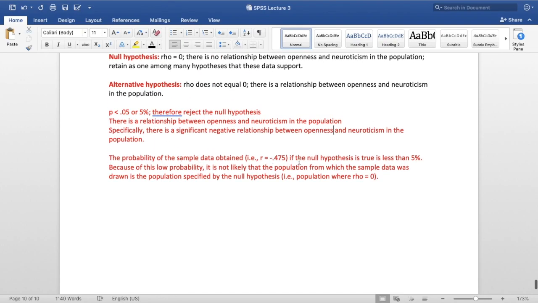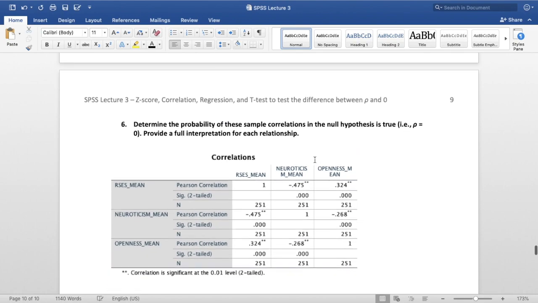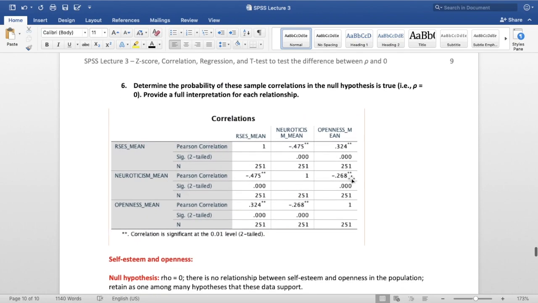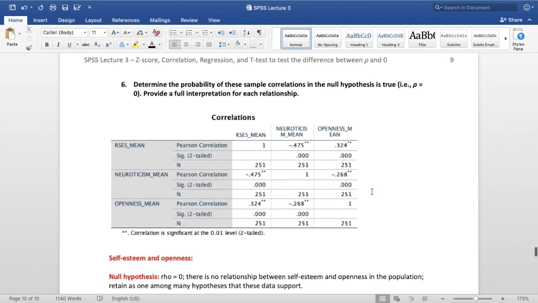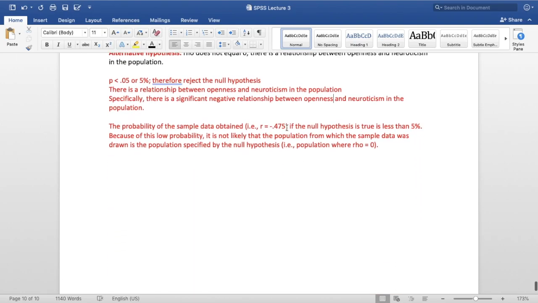The probability of the sample data, well, what's the sample data? Neuroticism and openness, negative 0.268. Okay, if the null hypothesis is true, is less than 5%, because of this low or small probability, it is not likely that the population from which the sample data was drawn is the population specified by the null hypothesis. Okay. Well, it looks like we sufficiently answered all of the questions.